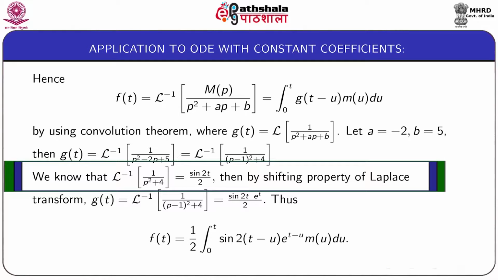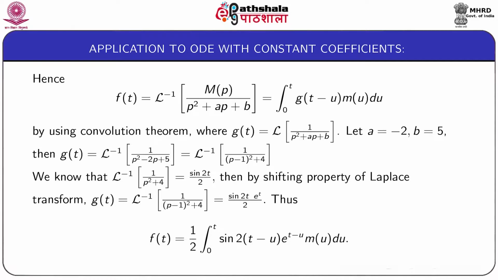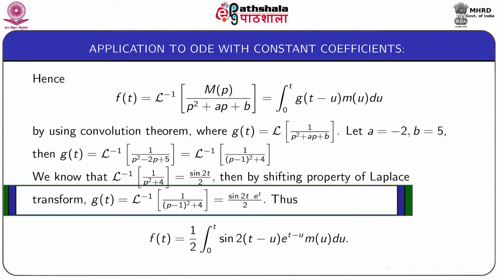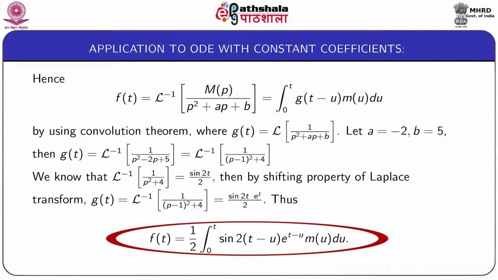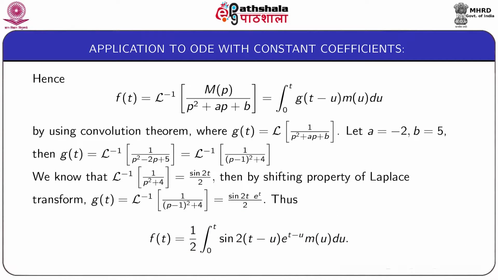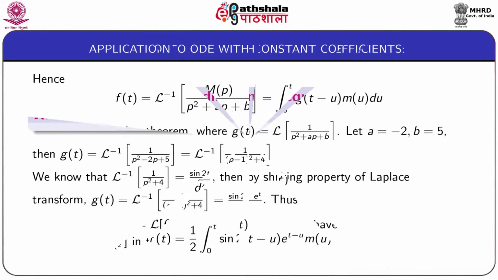Now we know that Laplace inverse of 1 by p square plus 4 is equal to sine 2t by 2. Then using the shifting property of Laplace transform, we obtain g(t) equal to Laplace inverse of 1 by (p minus 1) whole square plus 4, and that is equal to sine 2t into e to the power t by 2. Thus, for a equal to minus 2, b equal to 5, the solution of the given differential equation is given by f(t) equal to half integral from 0 to t sine 2(t minus u) e to the power (t minus u) m(u) du.